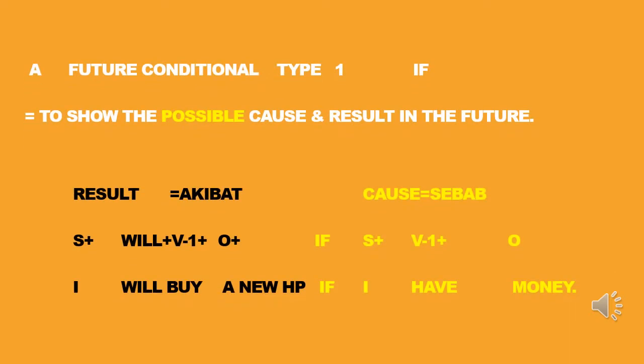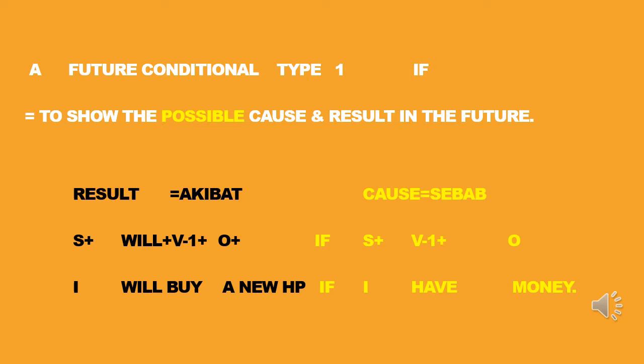Unit 8 about the future conditional type 1 of Formula 1. Future conditional type 1 is used to show the possible cause and result in the future. Sebab dan akibat. Let's see, I will buy a new handphone if I have money. If I have money is the cause, penyebab. I will buy a new handphone is the result, akibat. Penyebab adalah Anda memiliki uang, akibatnya adalah Anda akan membeli handphone baru.